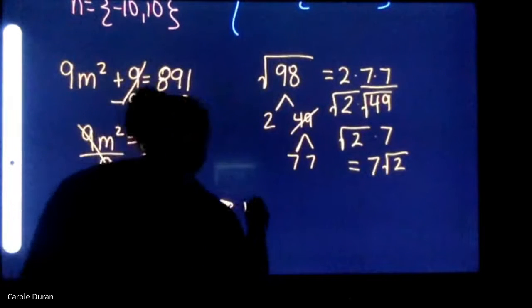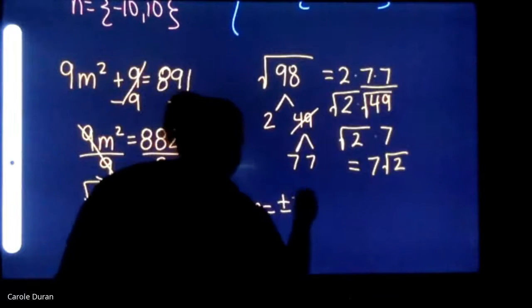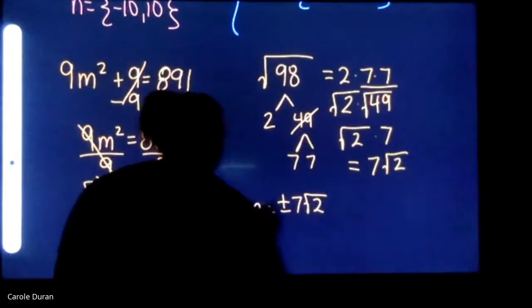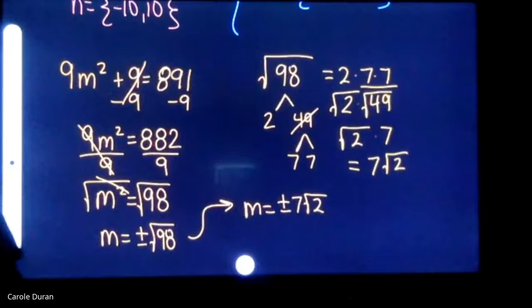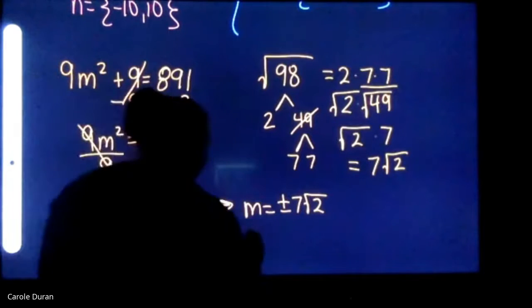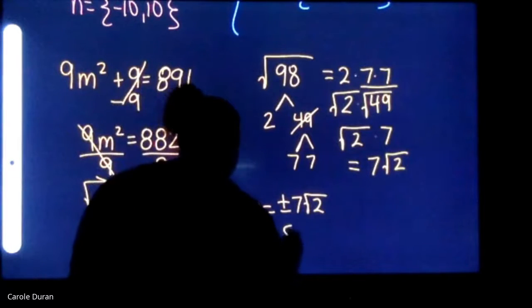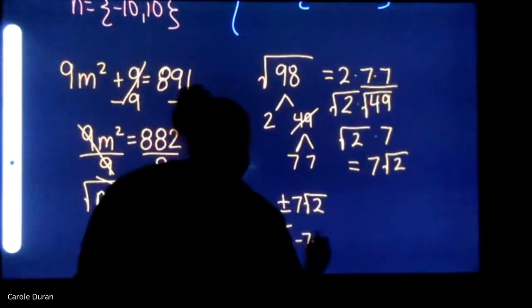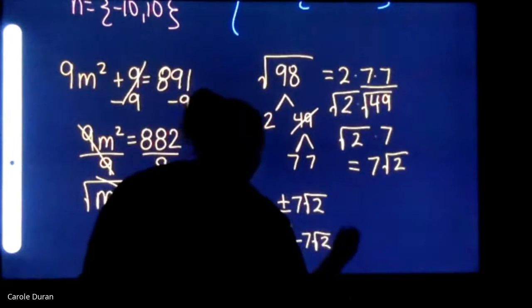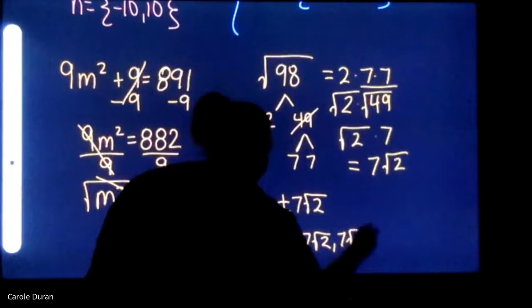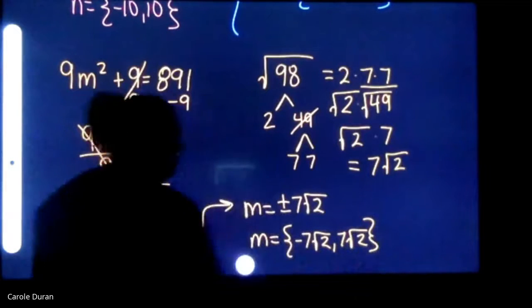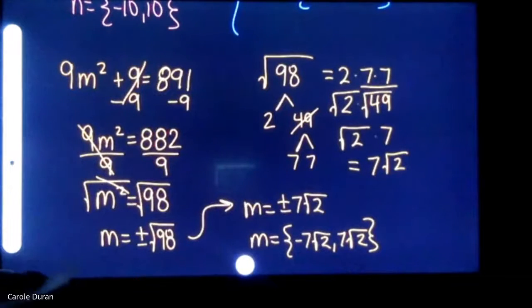So this leaves me with m equals plus or minus 7 times the square root of 2, which then you will break up and write in the curly brackets like all the other ones. So I have negative 7 times the square root of 2 and 7 times the square root of 2. And then I'm done.